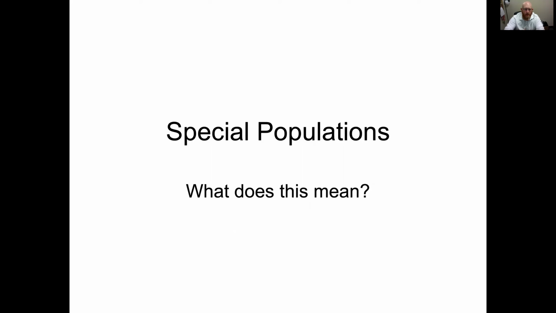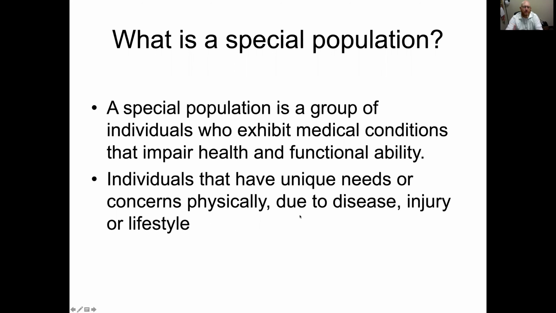And it's very important, like I say, because the way the class runs, we go from one special population to the next. We'll talk about what special populations those will be later in this talk, but what is a special population? That's the number one question of the day. What does it mean? It's just a group of individuals who exhibit medical conditions that impair health and functional ability, that have unique needs or concerns physically due to disease, injury, or lifestyle that put them in a common grouping.